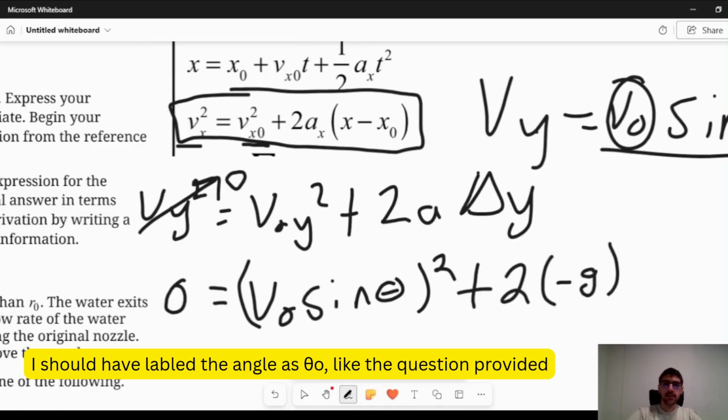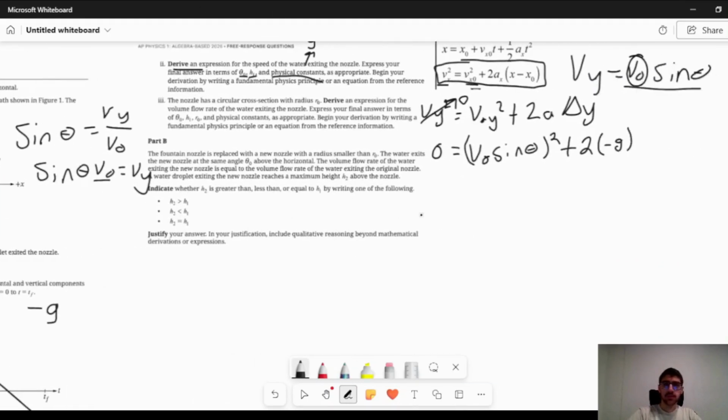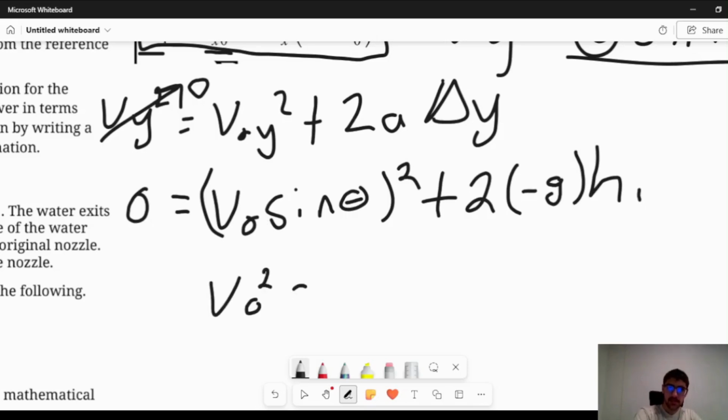And then delta y, it was shown to us in the diagram that it is h1. So 2, negative g, h1. Now we're just going to solve for v0. So I'm going to start by just trying to separate it. Let's just get it out of the parentheses. So we get v0 squared sine theta squared, plus 2 negative g h1.